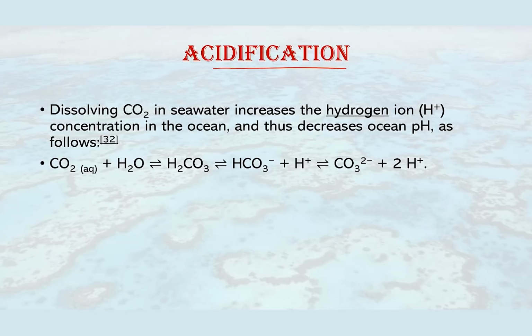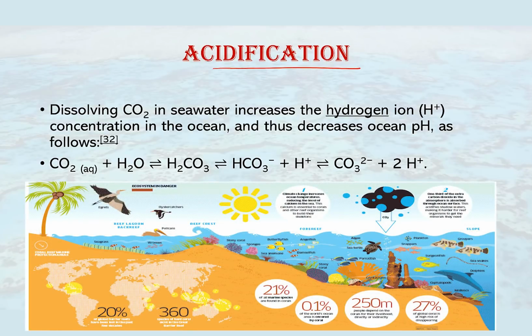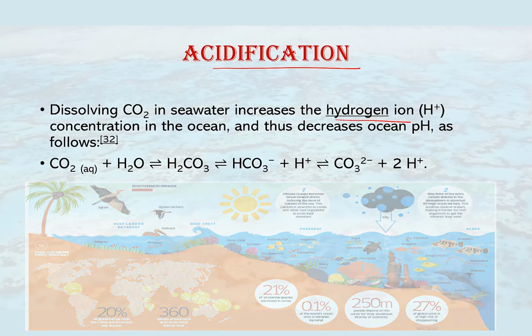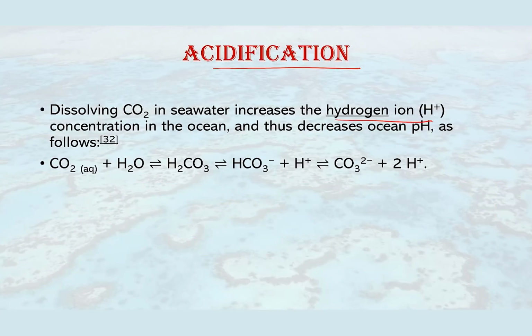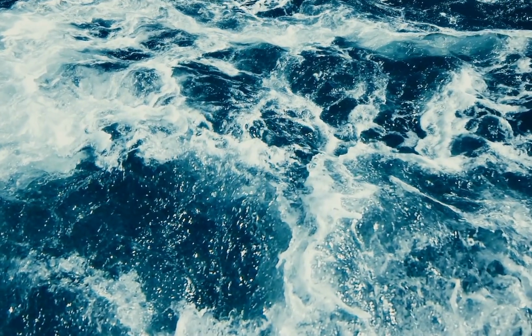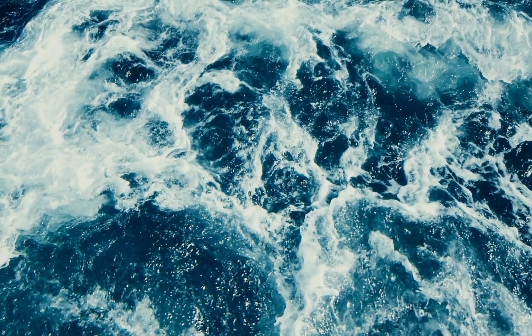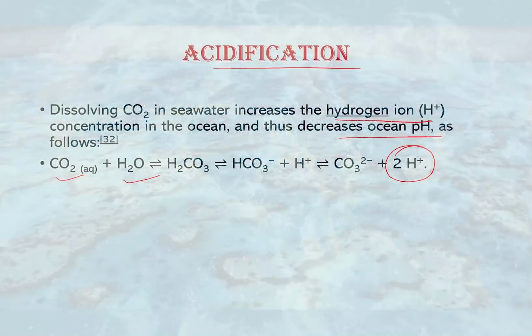Now talking about acidification, dissolving carbon dioxide in seawater increases the hydrogen ion concentration in the ocean and thus decreases the ocean's pH. As you can see, carbon dioxide plus water forms carbonic acid, which then splits up into ions, bicarbonate ions and ultimately H+ ions, which increases the acidification of the ocean.